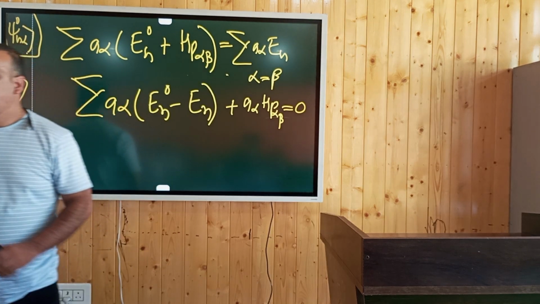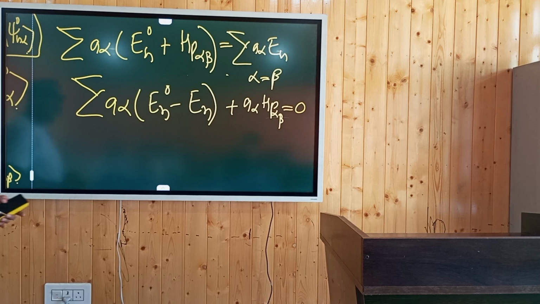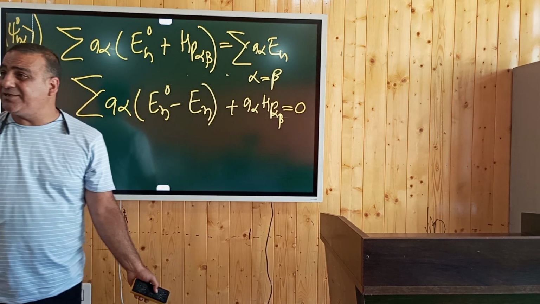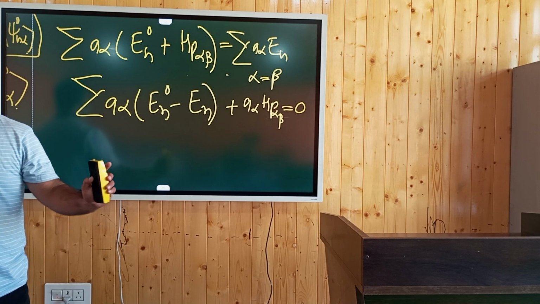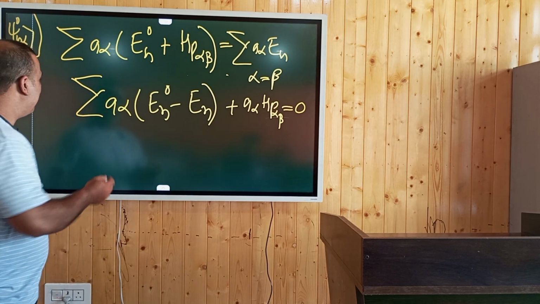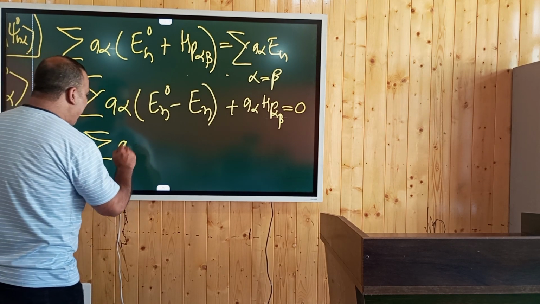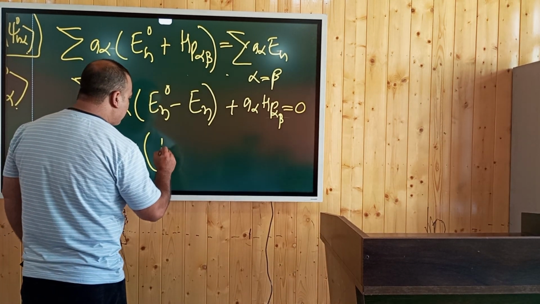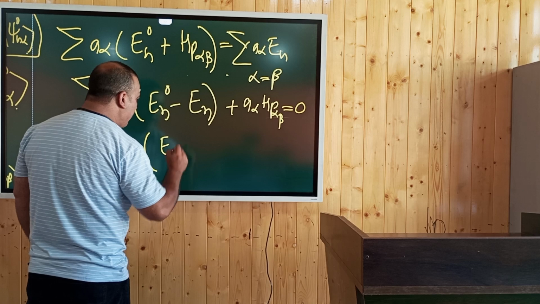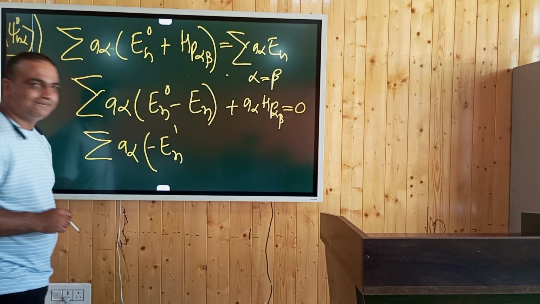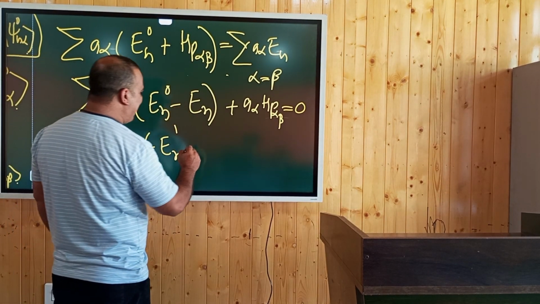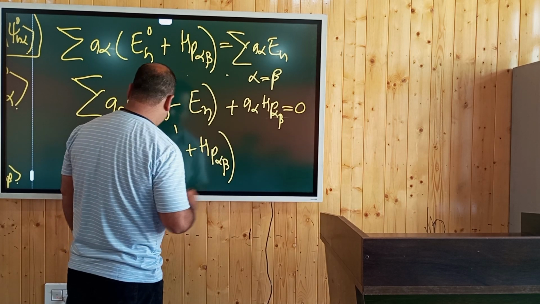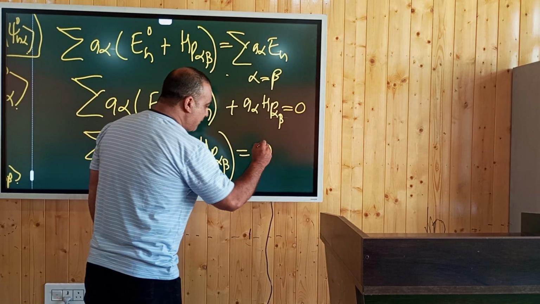Okay, fine. So what can we do? This is En naught minus En. What is it equal to? It is equal to minus En1. So this is sigma, A alpha is common to both now. So this is minus En1, and this is plus HP alpha beta is equal to 0.